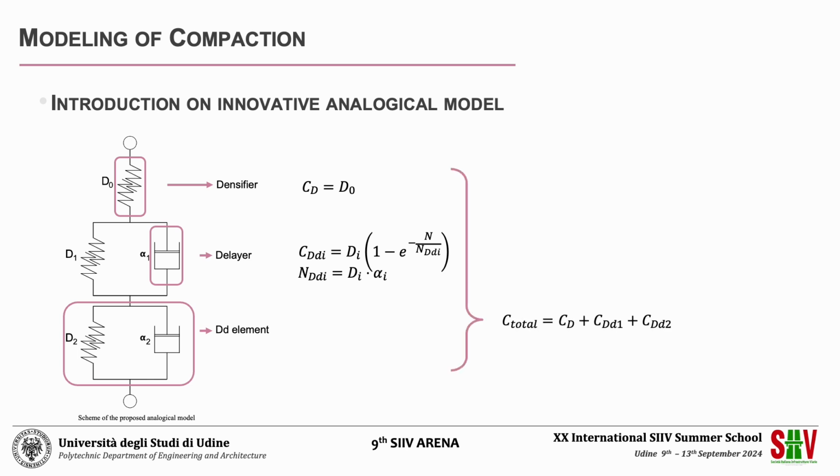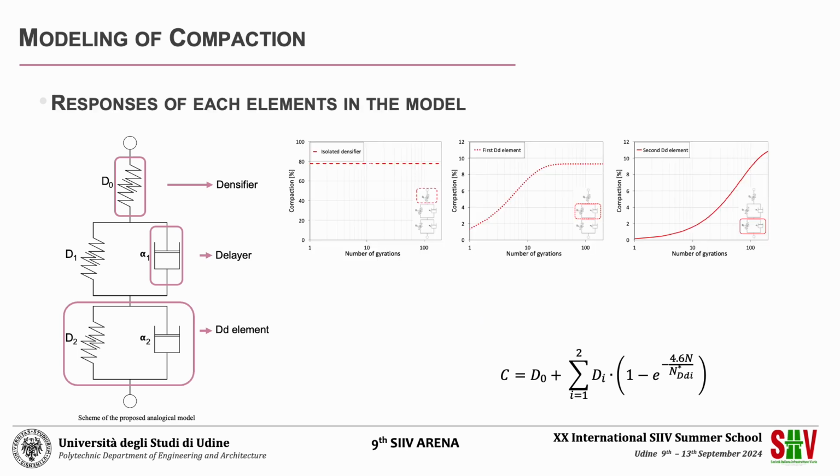The sum of the three gives us the total compaction, and if we look at the equation, we can see the final equation has been multiplied by 4.6 in the exponential part, because we were looking for 99.99% compaction in our DD elements. These diagrams show the densification happening in each of the elements. The single densifier is constant from the beginning to the end, but the other two increase to a certain point and then reach their plateau value. This certain point is the NDD1.